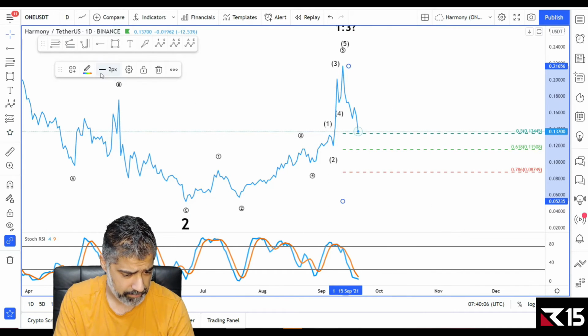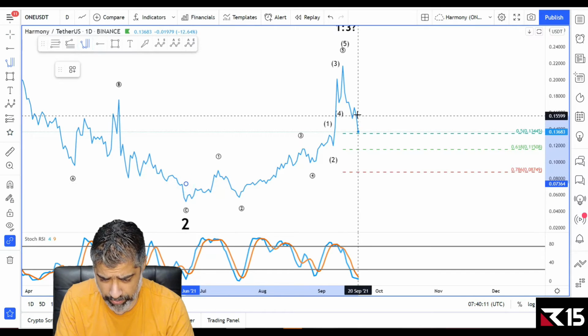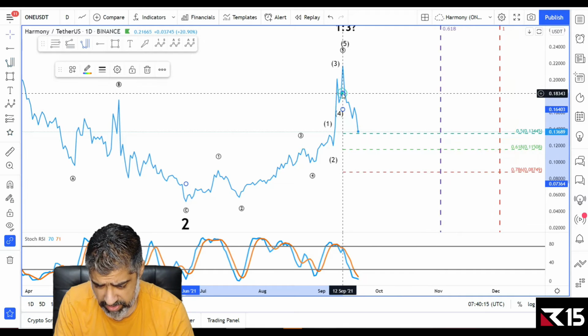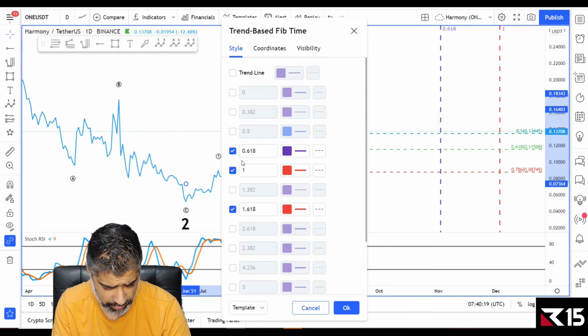So we've got this basic retracement. A wave 2 is typically this 50%. This is 62%, we want 50% to 100%.